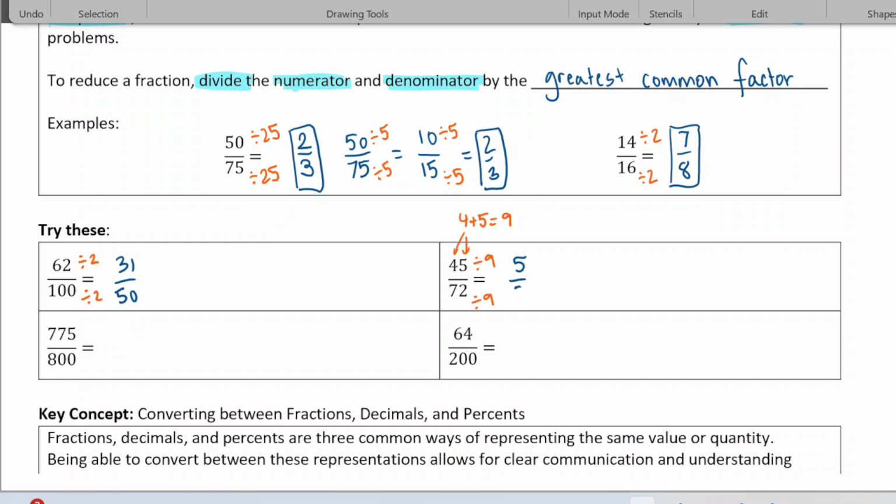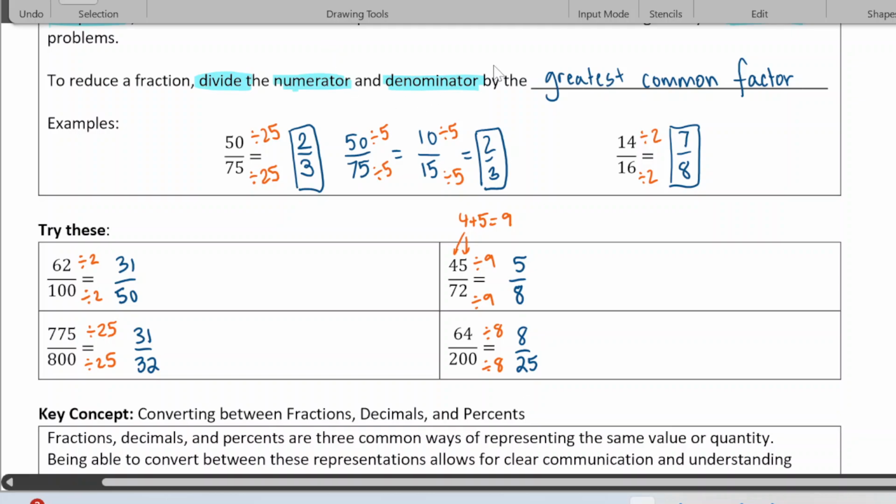Get 5 over 8. Okay, 775 and 800. You can divide by 5 twice, or you can just go straight into dividing by 25. And then you get 31 over 32. And here, dividing by 8, you get 8 over 25.